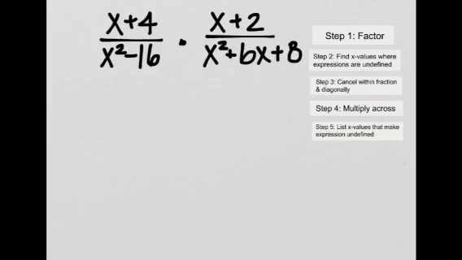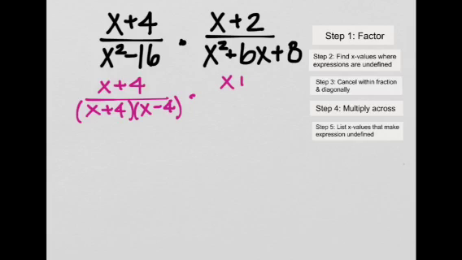The first thing we want to do is factor all parts of both expressions. In the first one, the numerator is factored, x + 4, we can't do anything there, but the x² - 16 we can factor into (x + 4)(x - 4). And then the second expression, our numerator x + 2 is going to stay the same. Our denominator, x² + 6x + 8, is going to factor to (x + 4)(x + 2). So that I have listed as step 1.